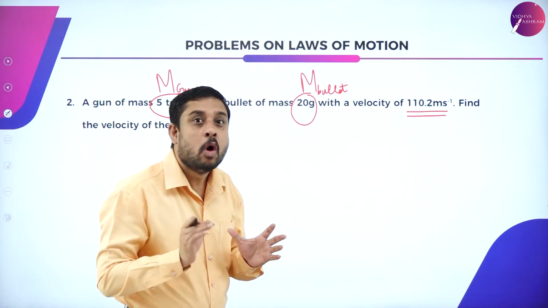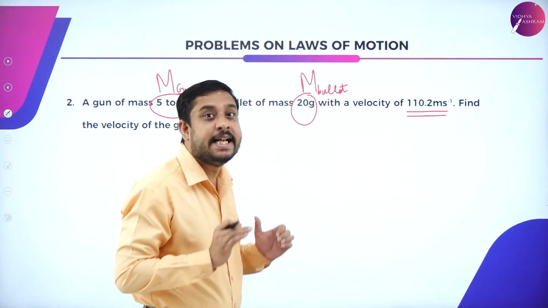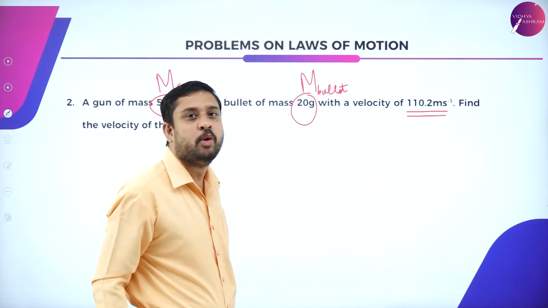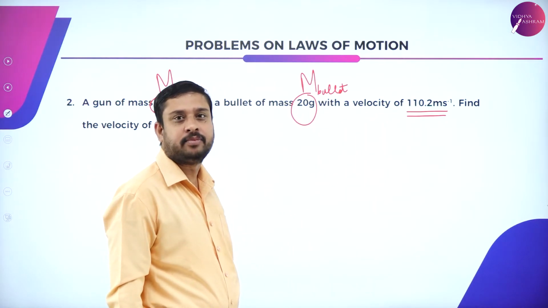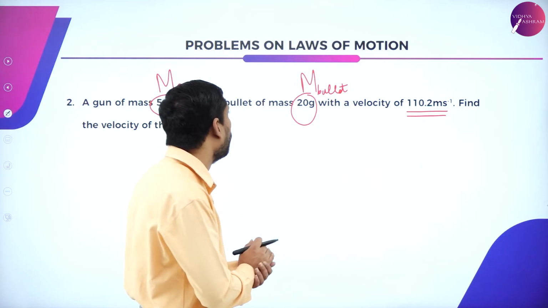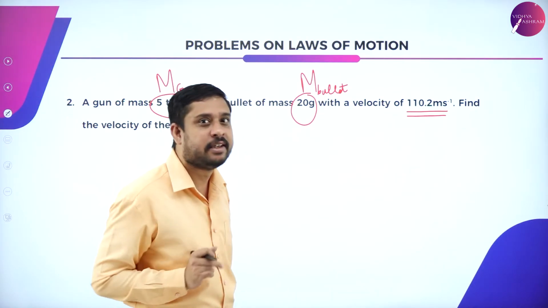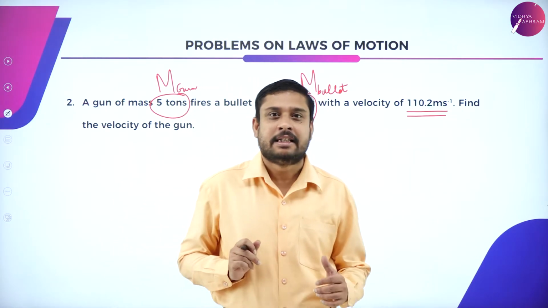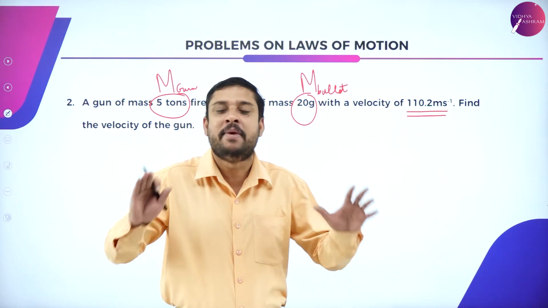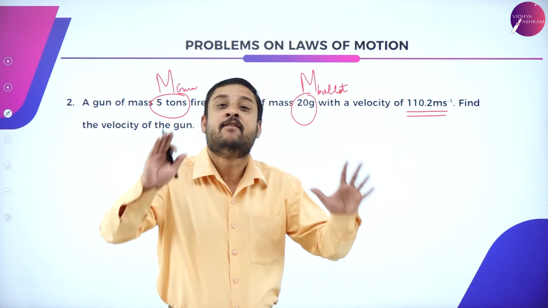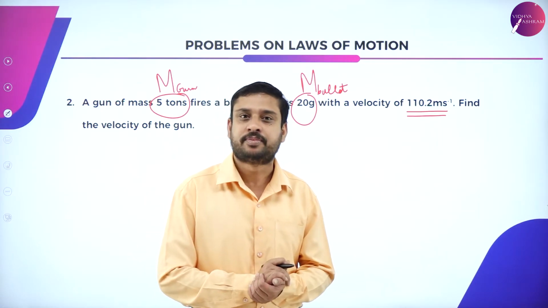So there is a gun whose mass is 5 tons. Mass is given in tons. And the mass of the bullet is 20 grams. It is fired with a velocity 110.2 meter per second. We have to find the velocity of the gun. Somewhere here, the law of conservation of momentum is coming into picture. The moment we say gun, the moment we say bullet, velocity of the gun, velocity of the bullet, conservation of momentum plays a very important role.